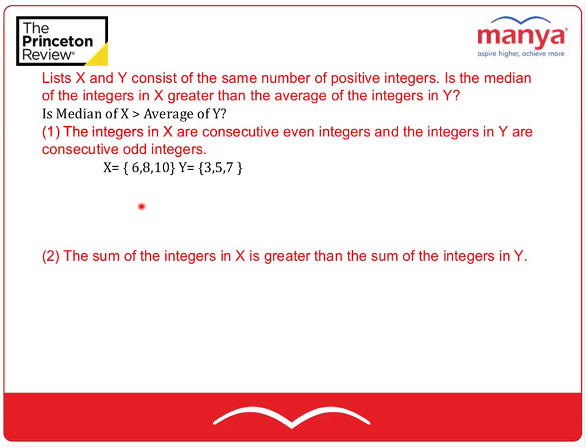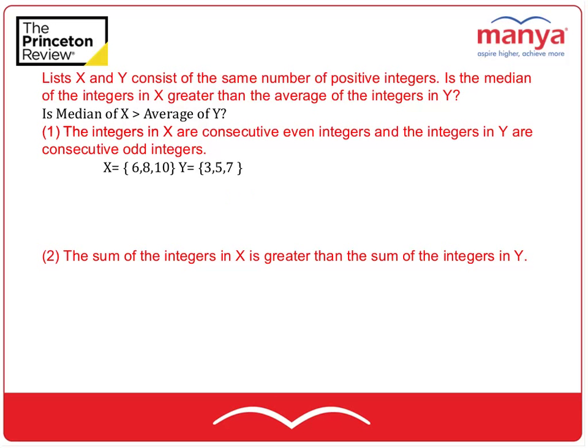So how to get numbers for that? If I want to get a no, what should be my answer? The median of x should not be greater than the average of y. So how to choose the numbers? Yes, 246 and 357. So when it is 246, the median of x is not greater. Great. So then you're getting a no, right?